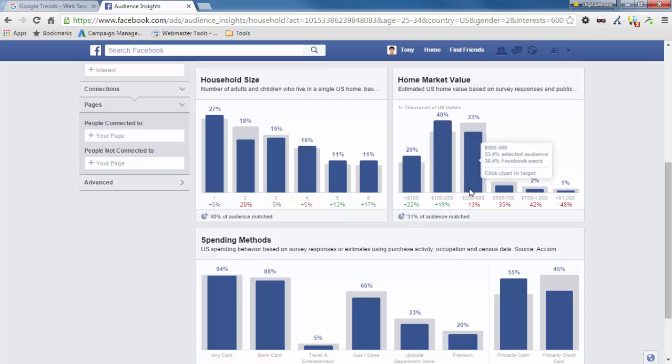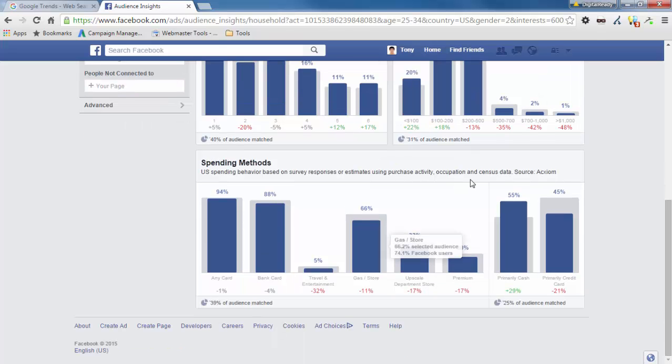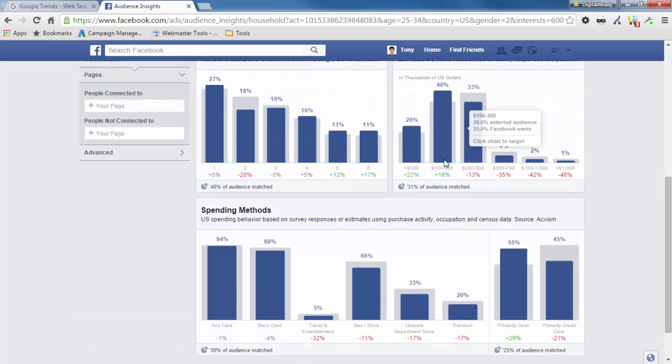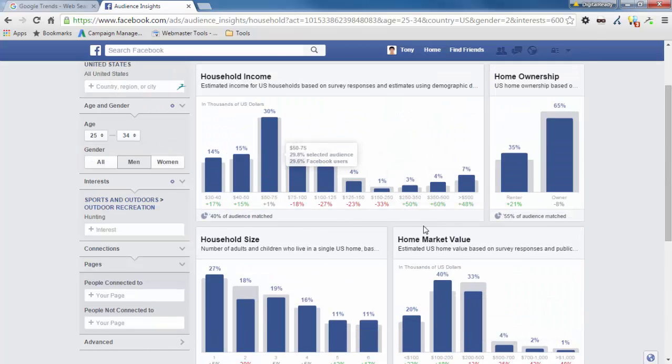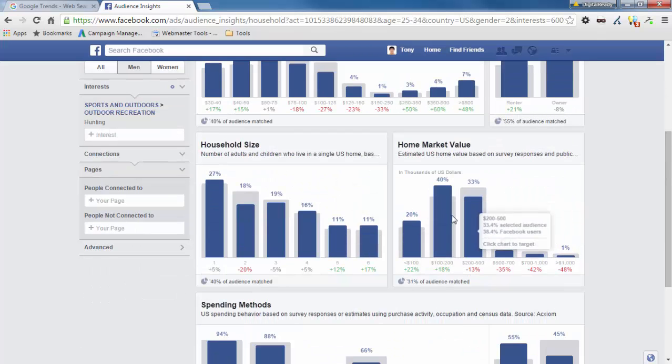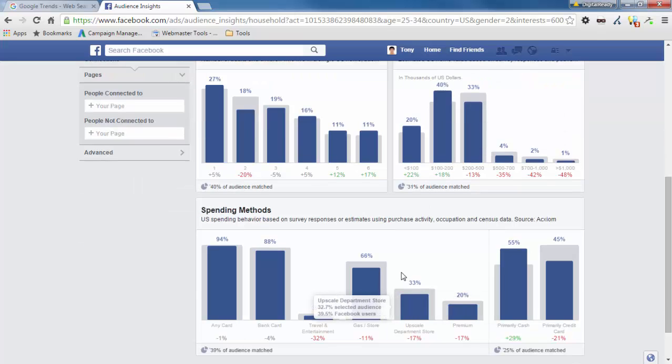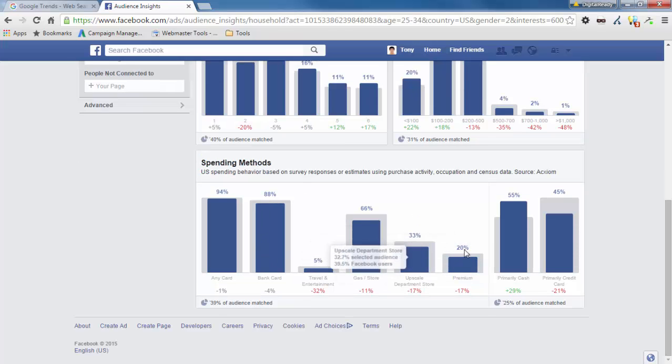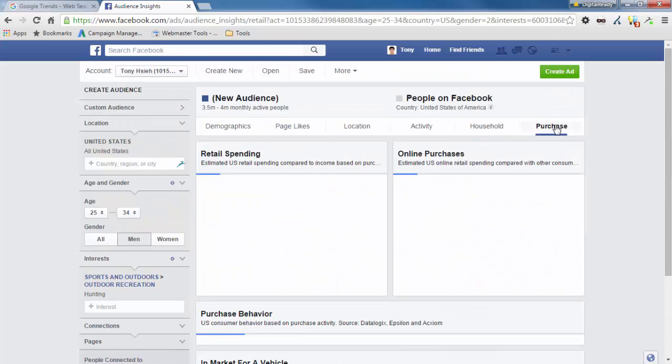And market value, okay, that's the range. So you can determine, okay, if they are paying a mortgage with this kind of income, do they have enough money to purchase something that they like? Probably a little bit difficult. I don't know, that's something we need to think about. Spending method. Okay, so that's that. Then we come to purchase.